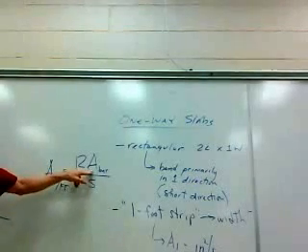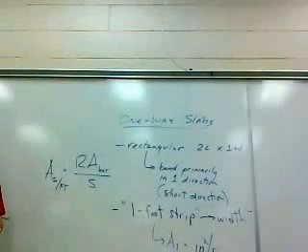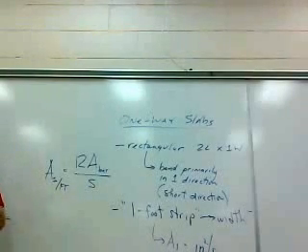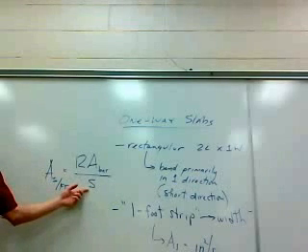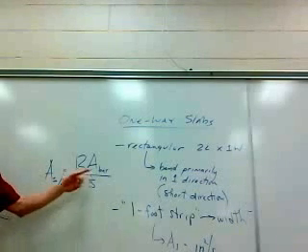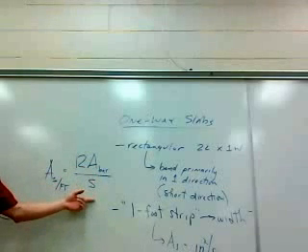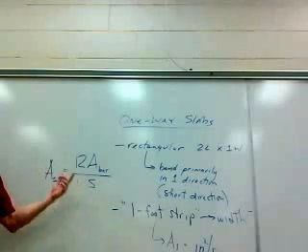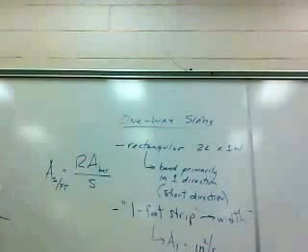12 times the area of the bar. So for instance, if you had a number 4 bar, which has an area of 0.2 square inches, and you had a number 4 bar every 6 inches, it'd be 12 times 0.2 divided by 6. That would give you 0.4 square inches per foot.